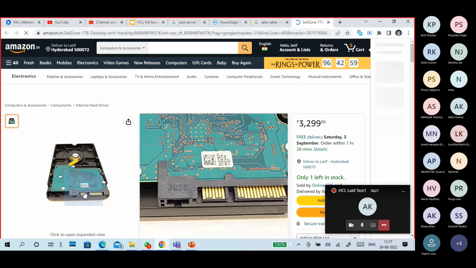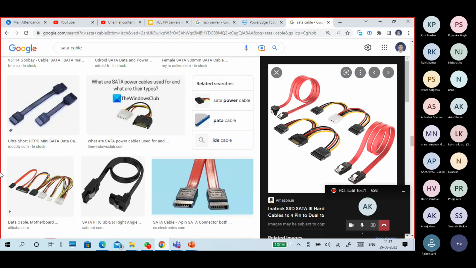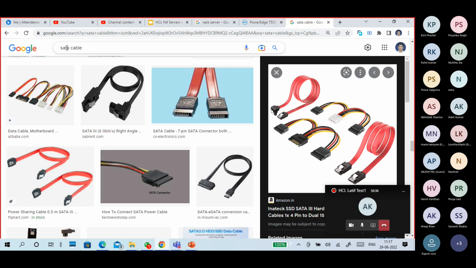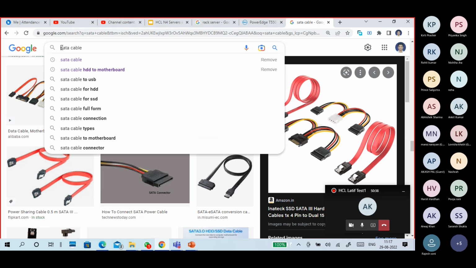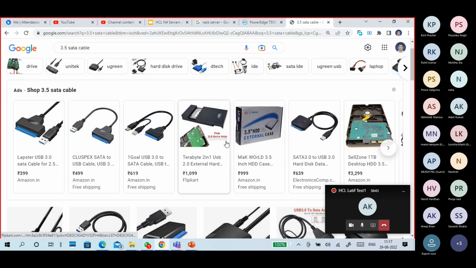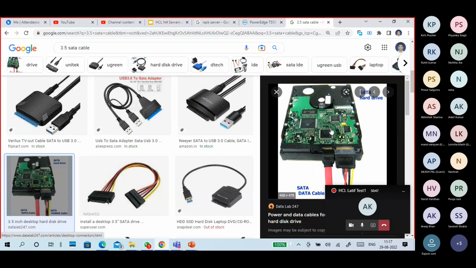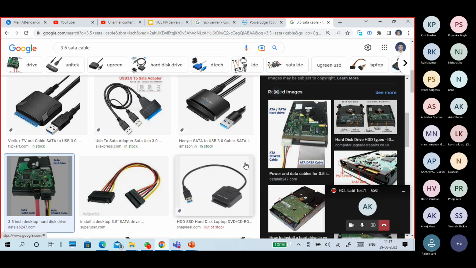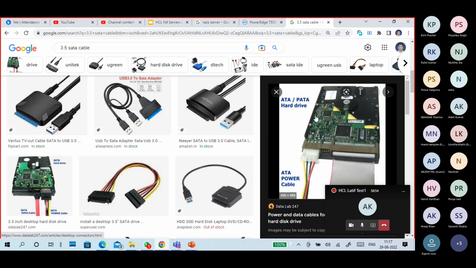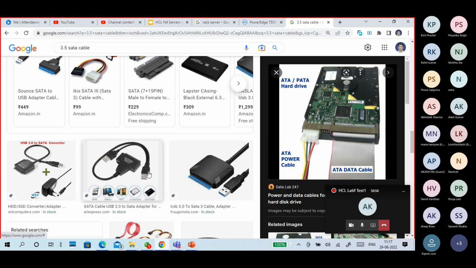So this is a SATA hard disk. In hard disks, two variants are there. The 3.5 SATA hard disk is for desktops. 3.5 is for desktops. It requires a 12 volt power supply, compulsory.